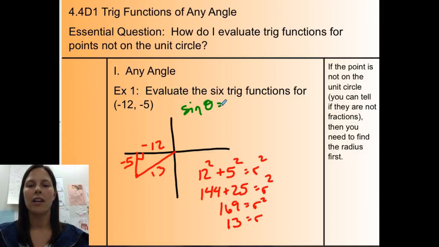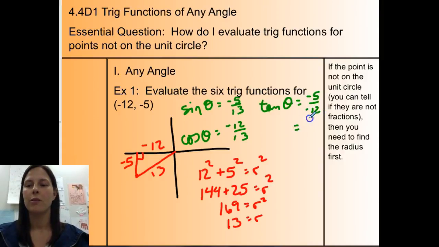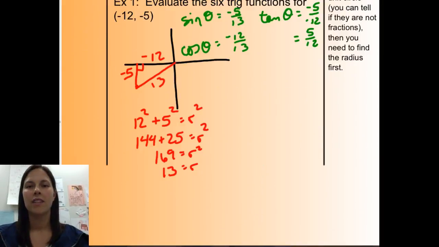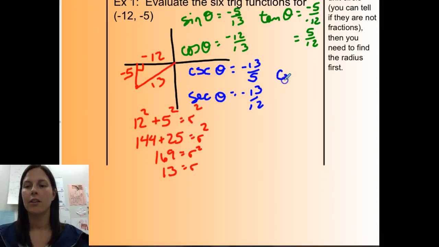Sine is y, or opposite, over r, or hypotenuse. Cosine will be x over hypotenuse. Tangent is opposite over adjacent, which simplifies to a positive 5/12. And our reciprocal functions. Cosecant is the reciprocal of sine. Secant is the reciprocal of cosine. And cotangent is the reciprocal of tangent.